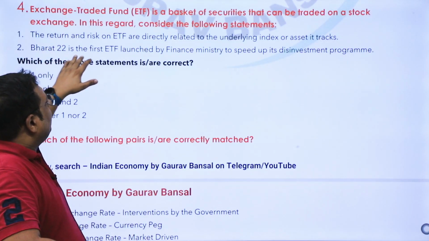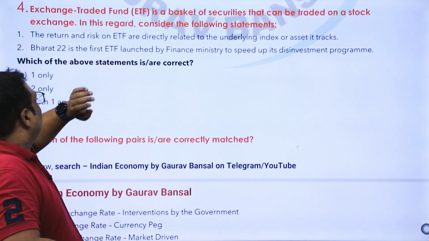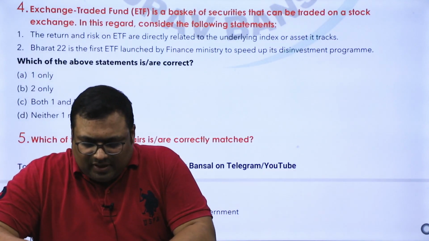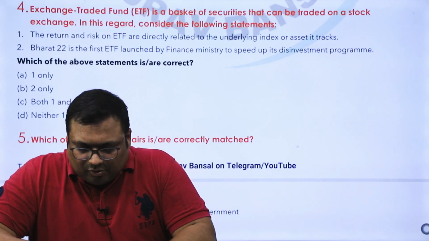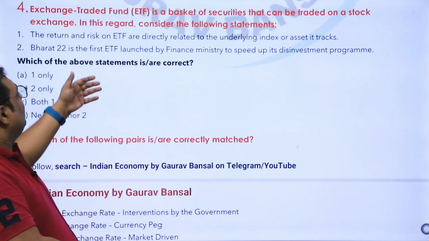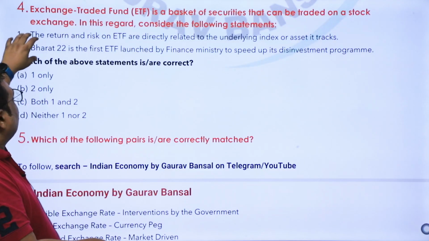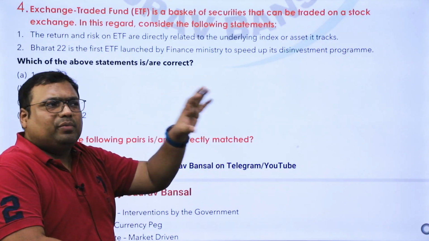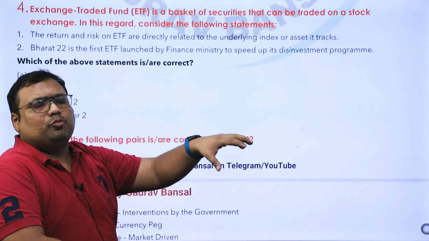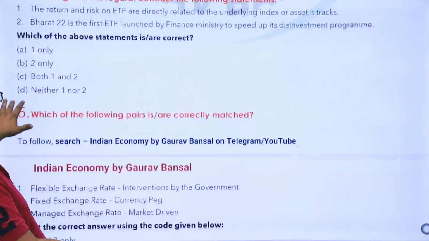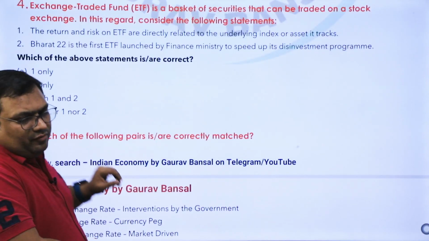Second, Bharat 22 is the first ETF. So that particular statement is wrong. It is not the first ETF. There has been an ETF earlier also. For example, there was CPSE ETF in 2014 before Bharat 22. Bharat 22 is an ETF, exchange traded fund, in which 22 public sector companies are chosen, and in those 22 public sector companies, your money is put. So in this case, the answer should be one only.